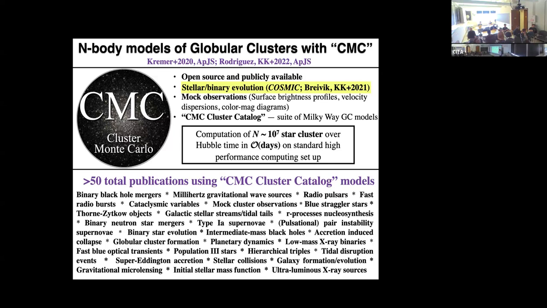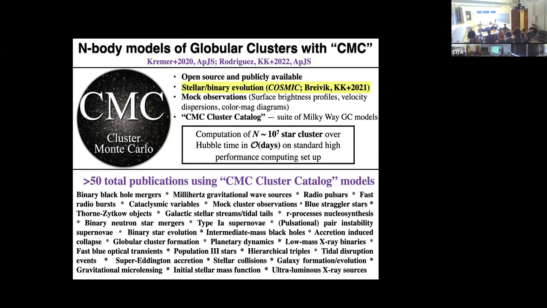So a few really key features. One is that we model the evolution of individual stars using the cosmic population synthesis code. This is really important because it allows us to self-consistently predict the numbers of black holes, neutron stars, white dwarfs in the cluster over time. But it also allows us to make mock observations of the clusters because we know the masses and luminosities of the stars in the cluster.